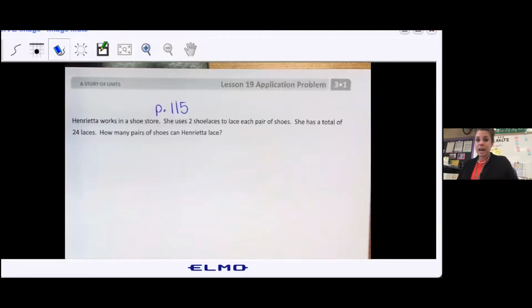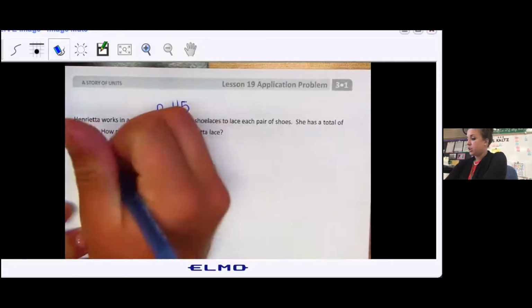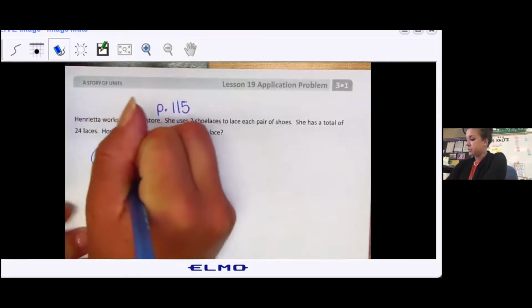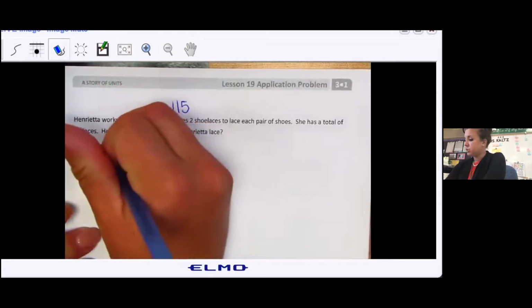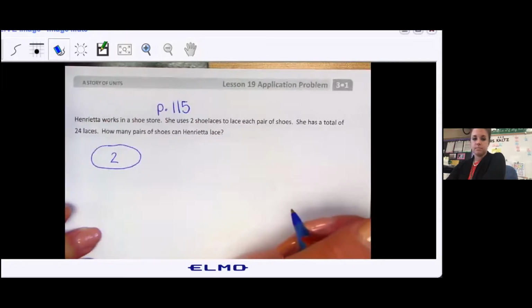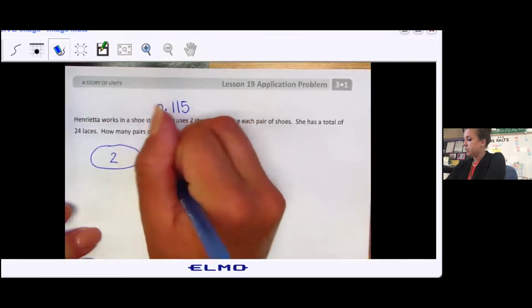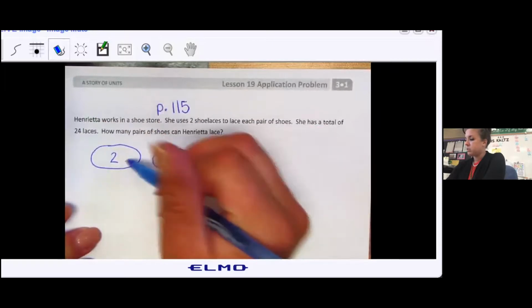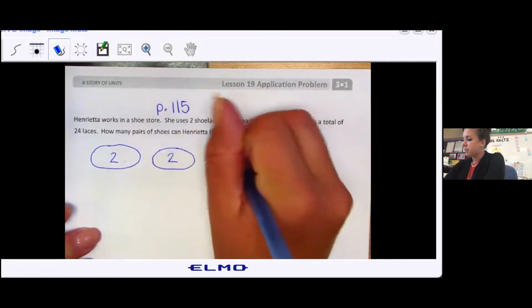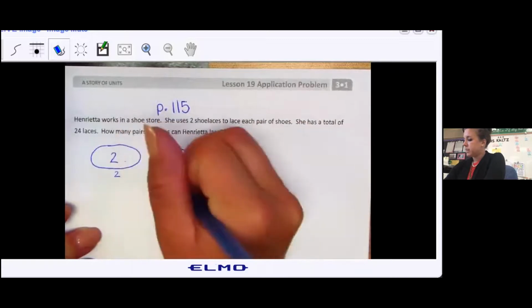Okay, hopefully you tried it. I know it was a little tricky, but hopefully you got it. So she works in a shoe store. 2 shoelaces for a pair of shoes. So if this is a pair of shoes, that's 2 shoelaces. Here's another pair of shoes, 2 shoelaces. So I'm kind of counting. 2, 4, 6. Maybe I should write that underneath.